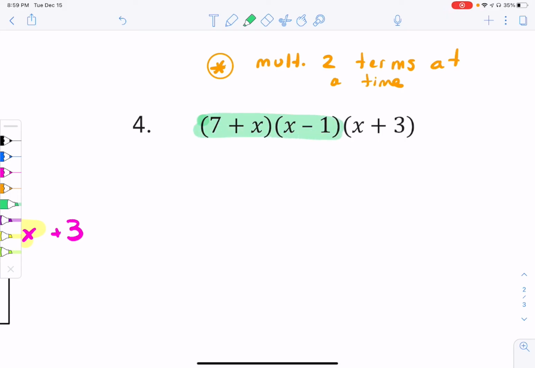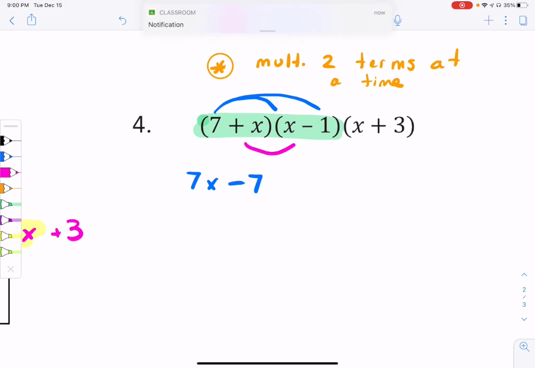So I have 7 plus x times x minus 1. 7 times x is 7x. 7 times negative 1 is negative 7. X times x is x squared, and x times negative 1 is negative x.